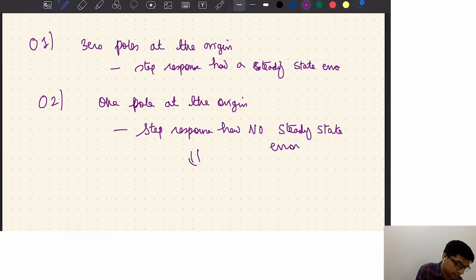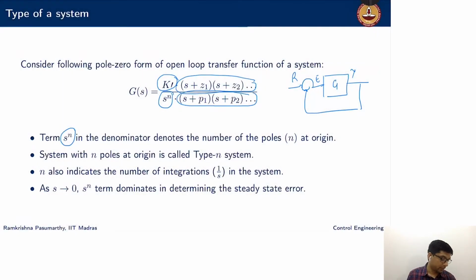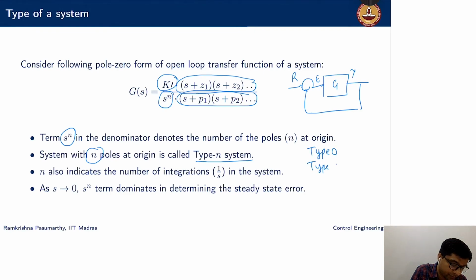Can now say, okay, this will happen for two poles also. ESS will be 0, and anything more than that will have a steady state error of 0. This should be a simple calculation. Okay, so a system with n poles at the origin is now called a type n system. The two systems that we saw starting from the simulations were type 0 and type 1. Type 0 had an ESS and type 1 did not have an ESS for a step input.